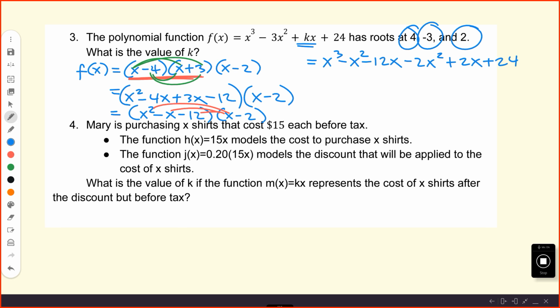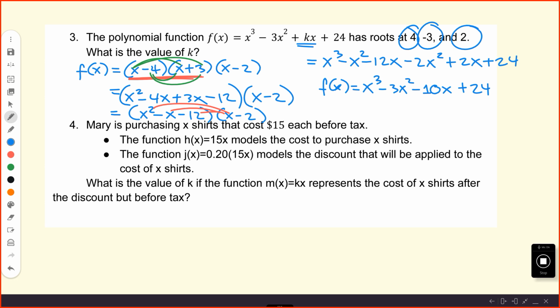And then just combine like terms so that we can come up with a standard form, right? x cubed is just one term, so we don't have other terms with x to the power of 3. So just copy. And then we can combine -x squared and -2x squared, which is -3x squared. And then -12x plus 2x is -10x. And then plus 24. Okay, so that's going to be the polynomial in standard form.